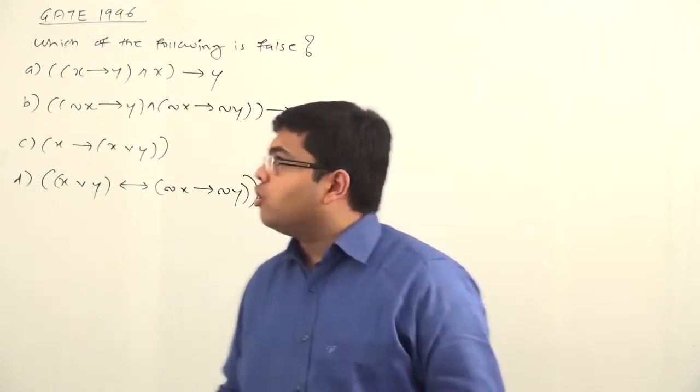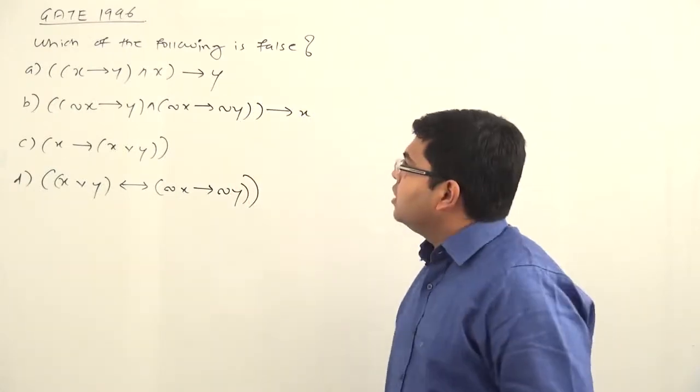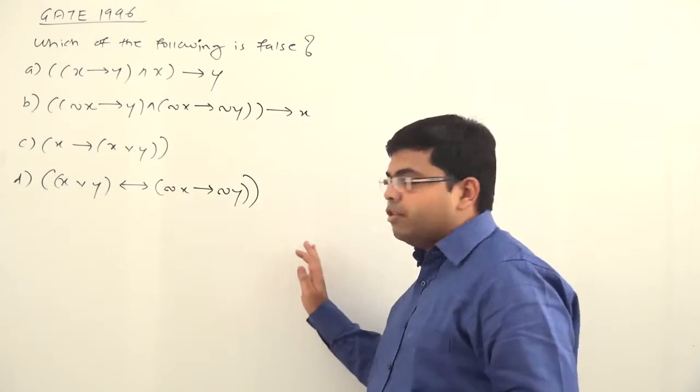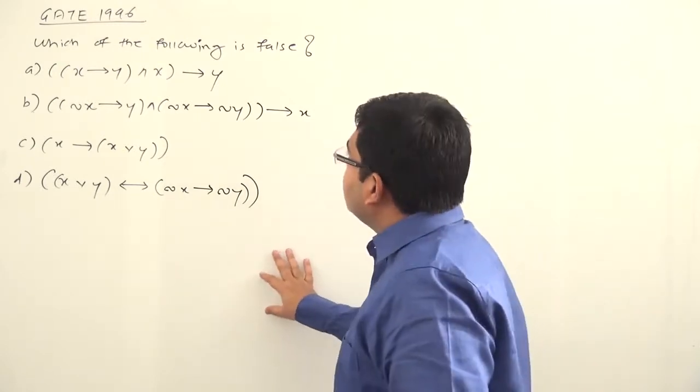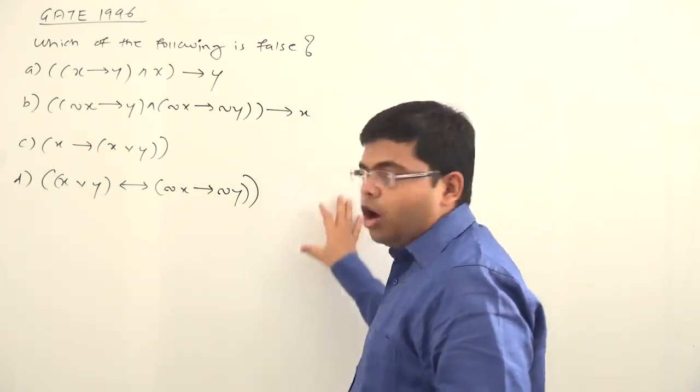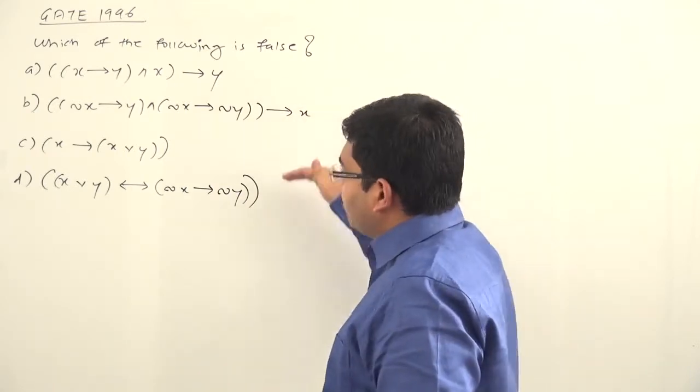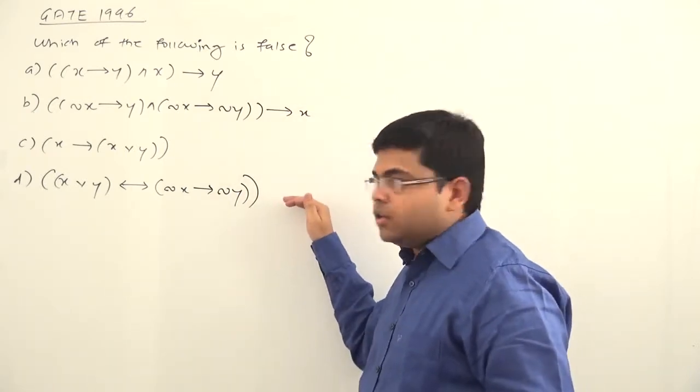Let us solve this question from GATE 1996. The question is very fundamental and we will be spending a little bit more time on it. The question is, which of the following is false, and four different options, four different formulae, are given to us.